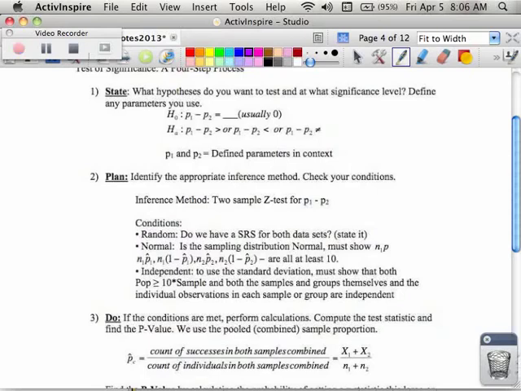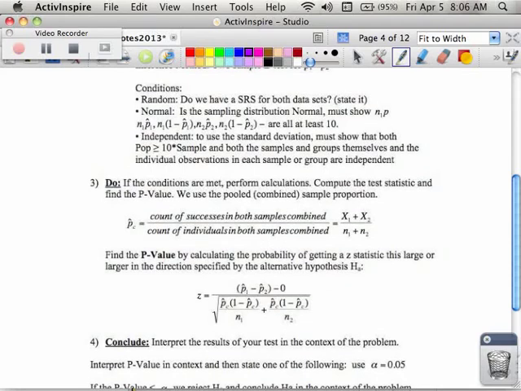In our planning stage, we're going to say we're going to do a two-sample Z test, not confidence interval, test, for P1 minus P2 or P10 minus P9 or whatever we call them. In our conditions, we say that it's random. For normalness, we do the NP thing again. Independence, population has to be 10 times our sample, as it just was.